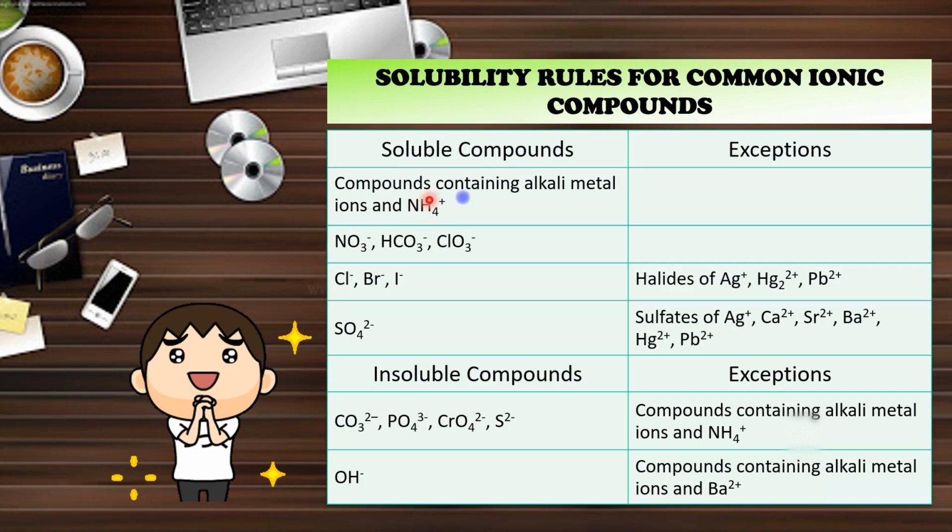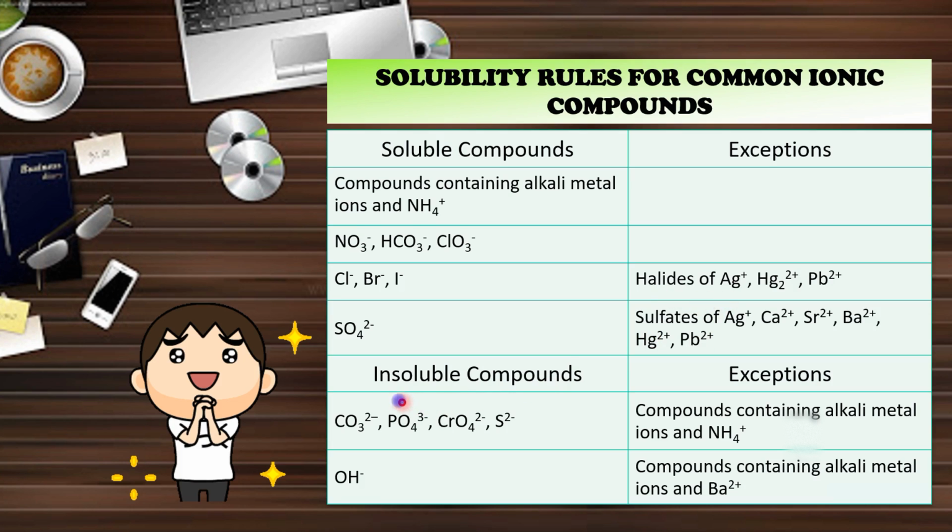Compounds that contain alkali metal ions and ammonium ion are all soluble. Then nitrate ion, hydrogen carbonate and chlorate ion are also soluble. Chloride, bromide and iodide are also soluble, except halides of silver ion, mercury ion and lead(II) ion. As for sulfate ion, all are soluble except sulfates that contain silver ion, calcium ion, Sr2+ ion, barium ion, mercury ion and also lead(II) ion.